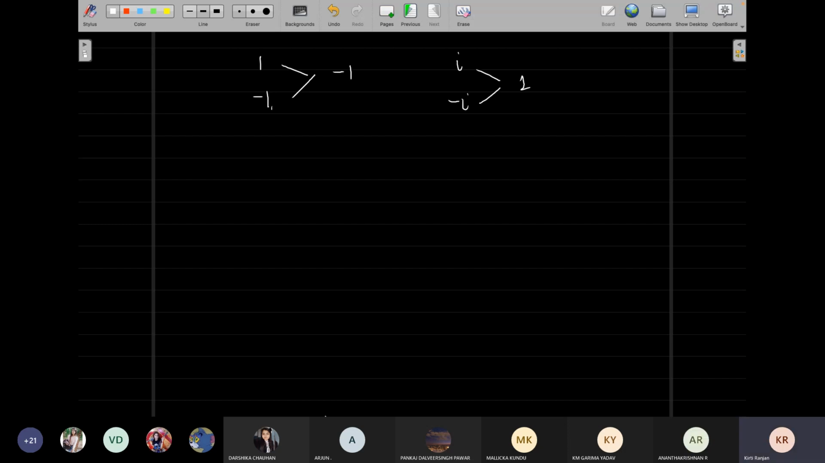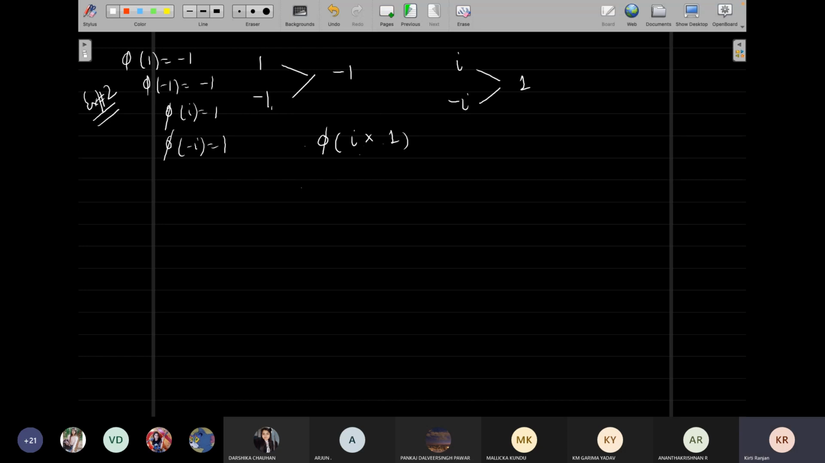Let's do something like this. Now 1 and minus 1 map to minus 1, and i and minus i map to 1. And I ask you what will be phi(i) times, let's say, 1. So if you want to create a mapping, you are creating a second mapping, so this should be example 2, in which phi(1) is mapped to minus 1, phi(minus 1) is mapped to minus 1, phi(i) is mapped to 1, phi(minus i) is mapped to 1.